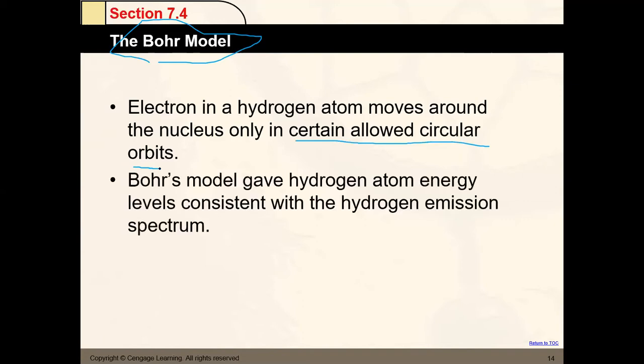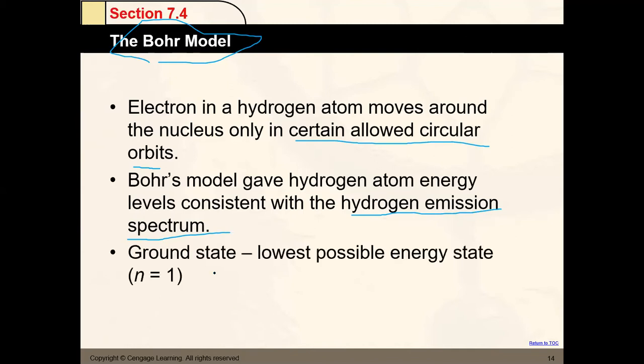Bohr's model gave the hydrogen atom energy levels consistent with the hydrogen emission spectrum. So he studied every single line that he saw in the hydrogen emission spectrum. What is the hydrogen emission spectrum? It is that collection of lines. In mercury, we saw only 3 lines. In nitrogen, we saw like 20 lines, different colors. In hydrogen, we also saw some other lines. So he only focused on hydrogen. He was trying to give every line that he saw in hydrogen one particular energy level transition. So that's what he was studying.